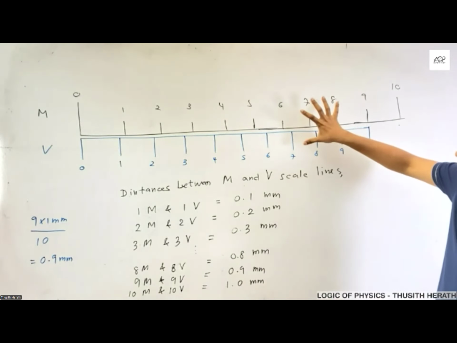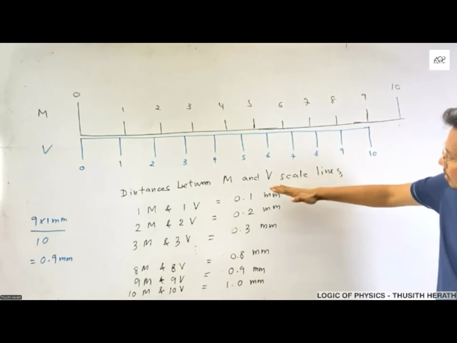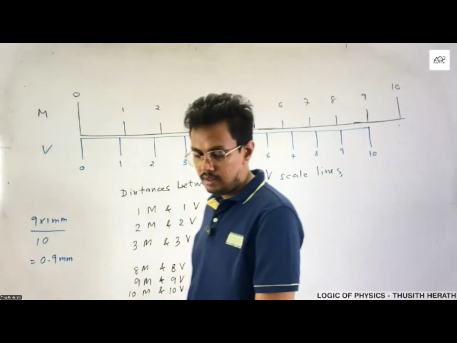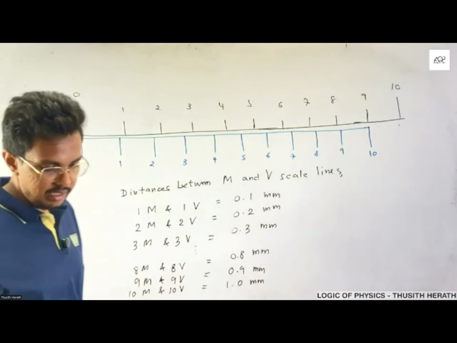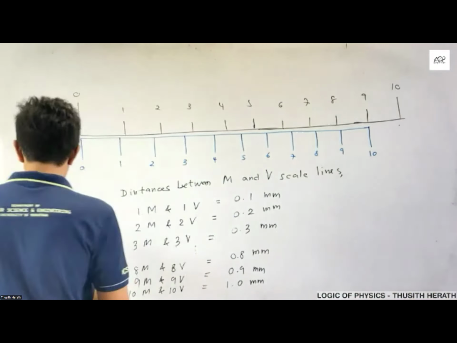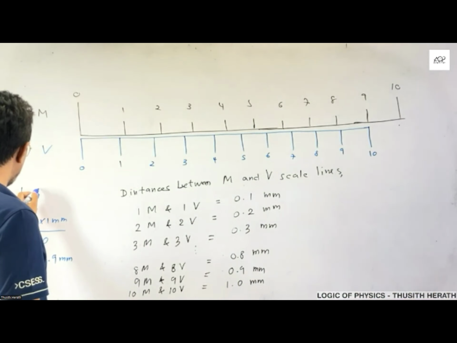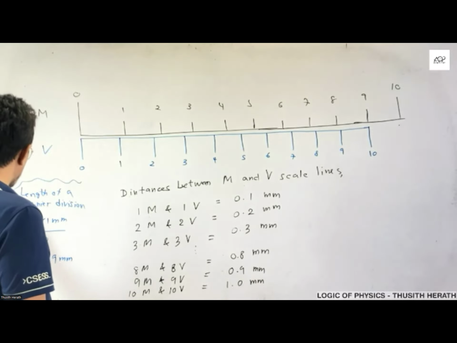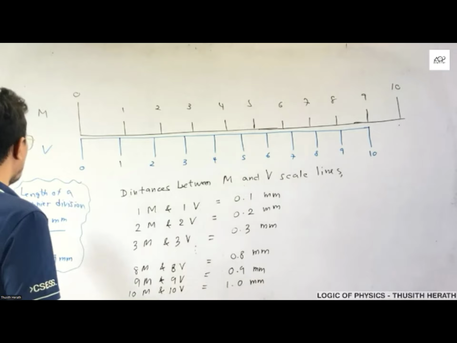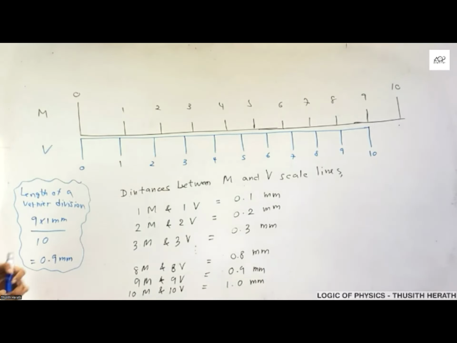Okay. Draw this in the provided space in the box and complete this part. Within the box, also write the length of a vernier division. Also write this workout within the box provided, draw this as well as write this within the box, and complete the distances between M and V scale lines. Quickly complete it.